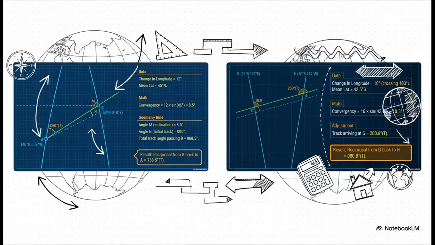Okay, let's look at two classic exam questions. On the left, we're flying from A to B. We calculate the convergency, it comes out to 8.5 degrees, and we add it to our initial track to get our final track at B. Now on the right, it looks a bit more complicated because we're crossing the 180-degree meridian, but you know what? The process is exactly the same. Use the formula, find the convergency, and then apply it to find that reciprocal track.